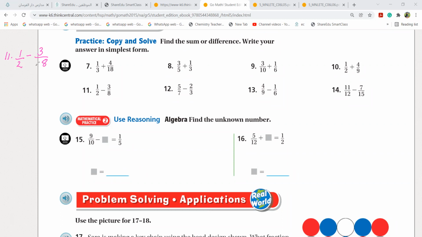You need to make them the same, right? So how can you make 2 as 8? You have to multiply it with 3. 2 times 3 is 8? Oh, wait, no. 4.